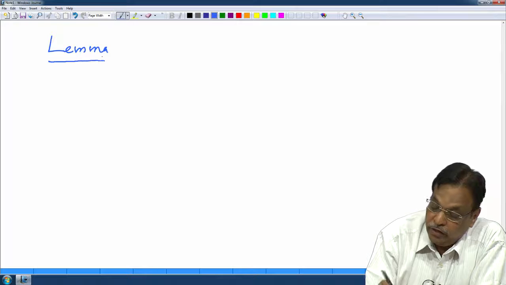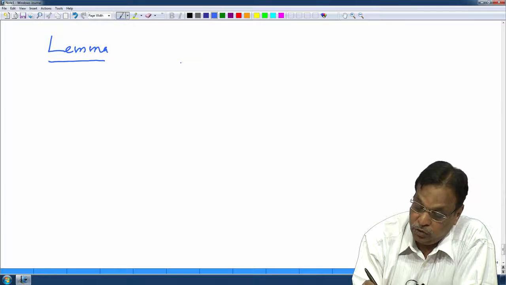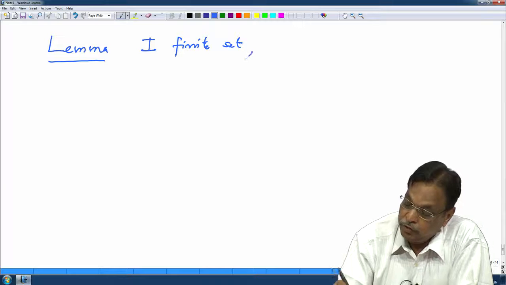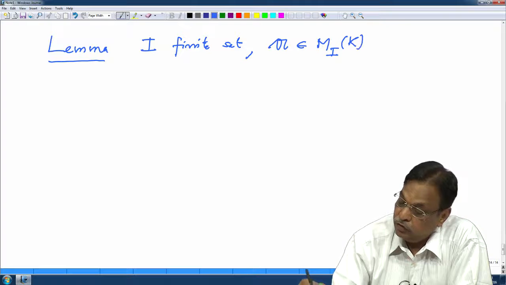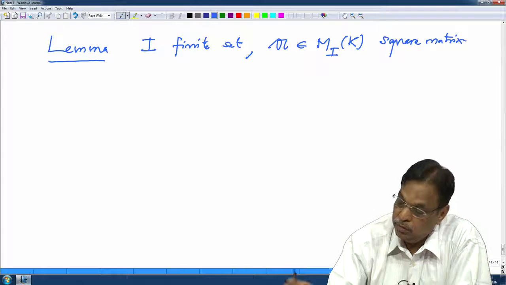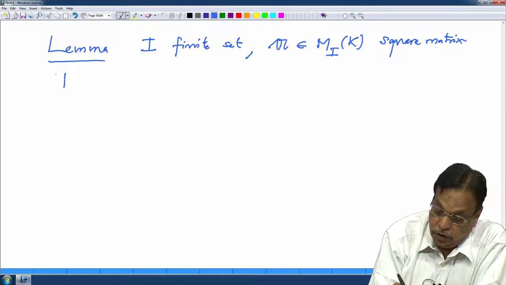Because we are dealing with inverses of a matrix, I want to start with a square matrix. So, I a finite set, and we have a square matrix A in M_I(k). This is a square matrix. Rows and columns are numbered by the same set I. Then the following are equivalent.